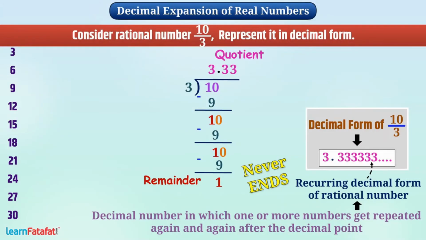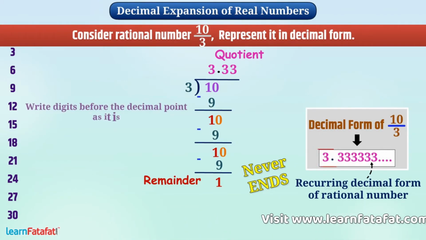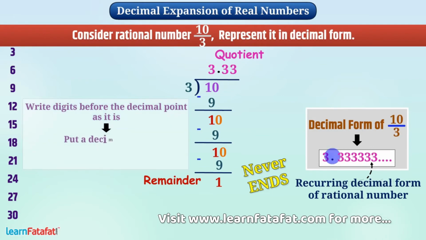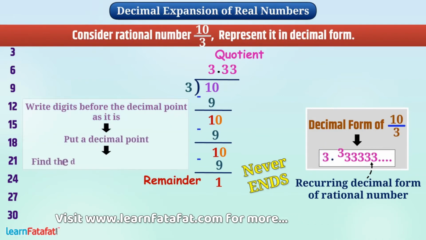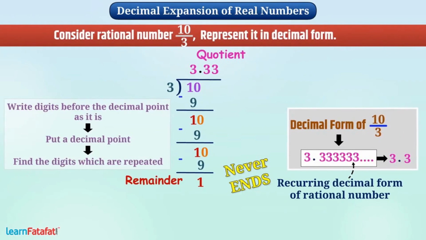To represent this form, we write digits before the decimal point as it is. Then we put a decimal point, then we find the digits which are repeated. Here, only 3 is repeated, so we write 3 after the decimal point and put a dot on it. The dot represents that the number is repeated. Remember, we should put the dot only on the number or numbers that are repeated.